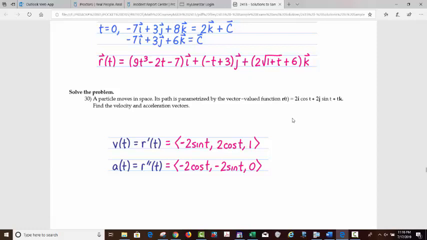Now this one does not have chain rule issues because it's cos of t and sine of t. It's not like cos of 3t or sine of 4t, so it has no issues there. But you just have to know the derivative of cosine is negative sine. So the i component would be negative 2 sine of t. The derivative of 2 sine of t will be 2 cos of t. And the derivative of t k will be 1.